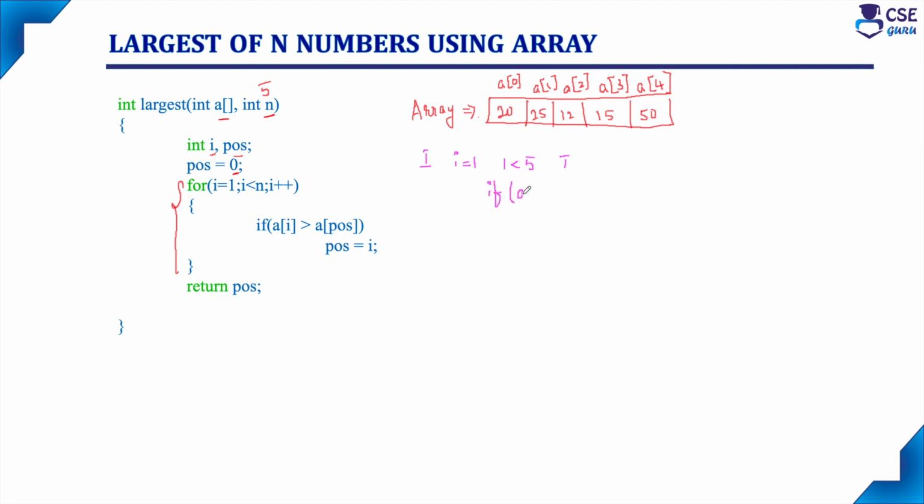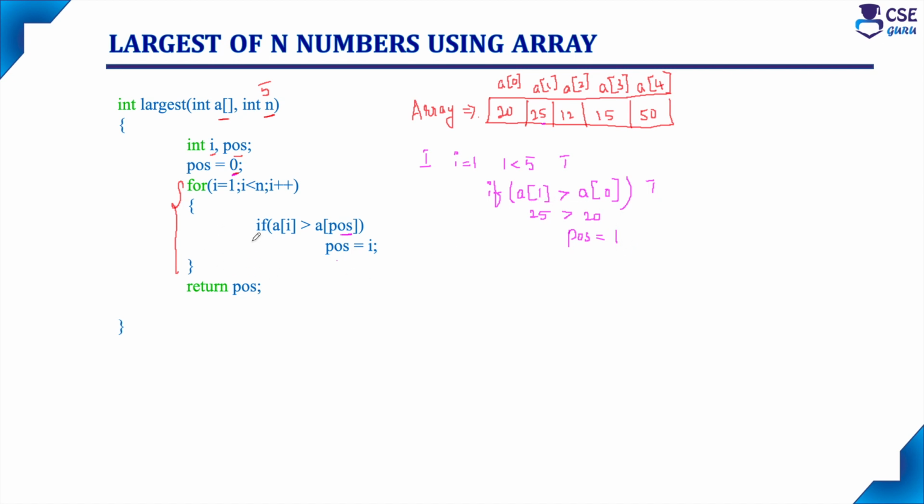So here, if A of i, the I position value, is greater than A of position. So position, what is the value we have initialized here? That is 0. A of 0. So in A of 1 position, the value is 25, which is greater than A of 0 position value, 20. Condition is true. So what will happen? Position we need to initialize as i. So position is equal to i, which is nothing but 1 here. Meaning, compared to this A of 0 position element, A of 1 position is greatest. So we are initializing the position to 1.